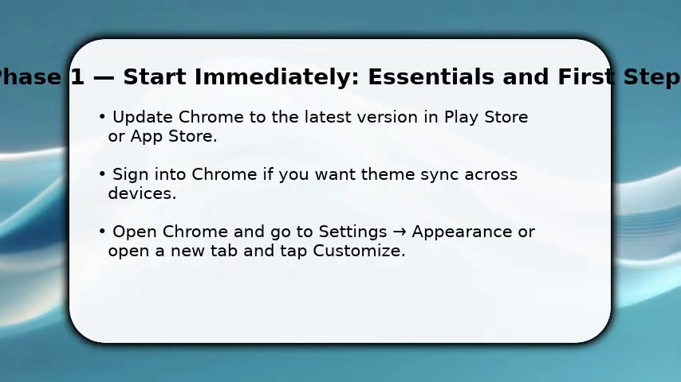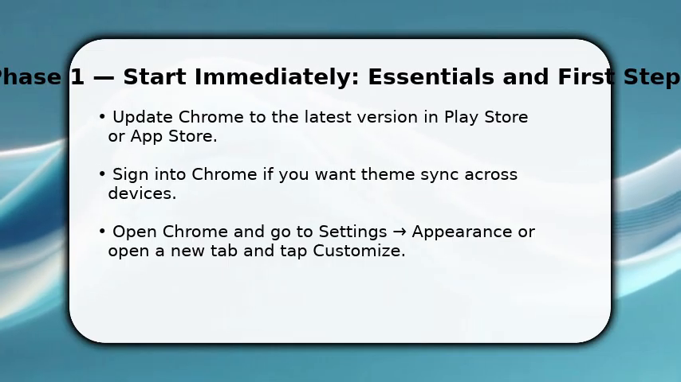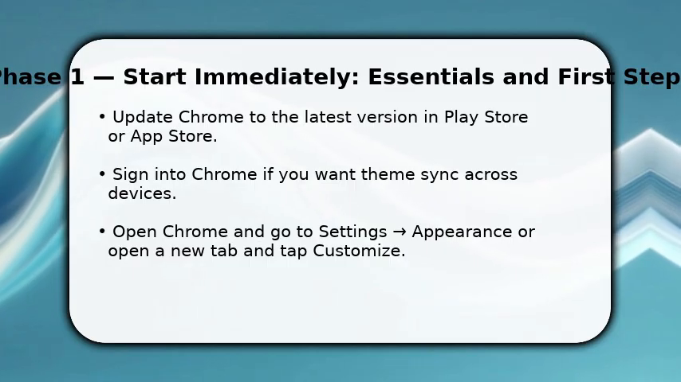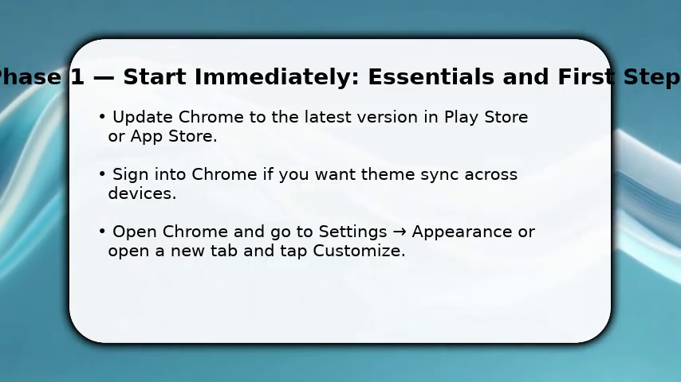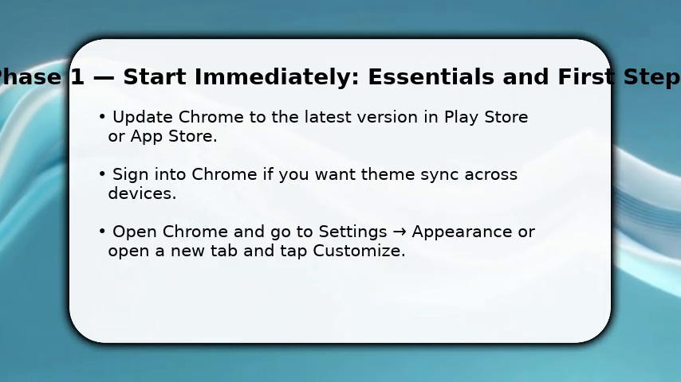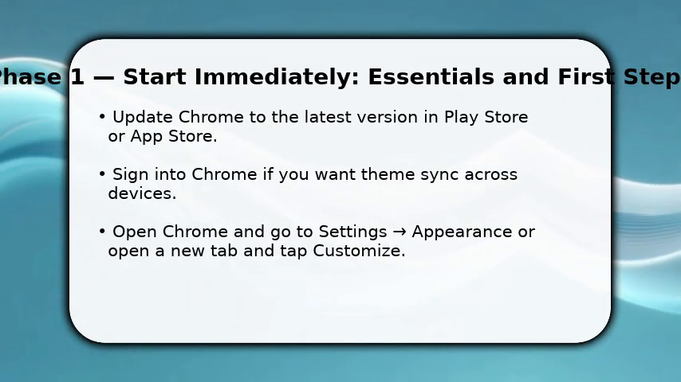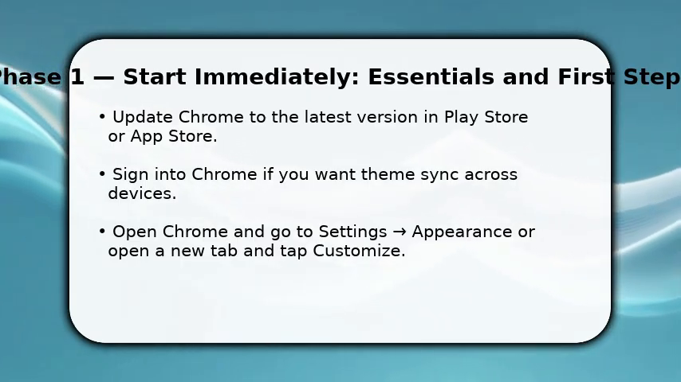You start by making sure Chrome is current, and if useful, signed into your Google account so preferences can sync. Once done, open Chrome and go straight to Settings then Appearance, or open a new tab and tap Customize. You're doing this because an up-to-date app exposes the color and theme controls. Older builds may hide or limit options.